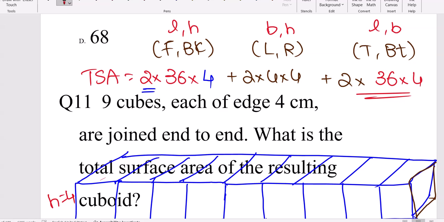Then what will be the formula? 2LH will be there, 2BH will be there, then L into B only, not 2LB. Top eliminated, only bottom, so instead of 2LB, LB only will be there. Like that, this adaptability is what they are expecting here.